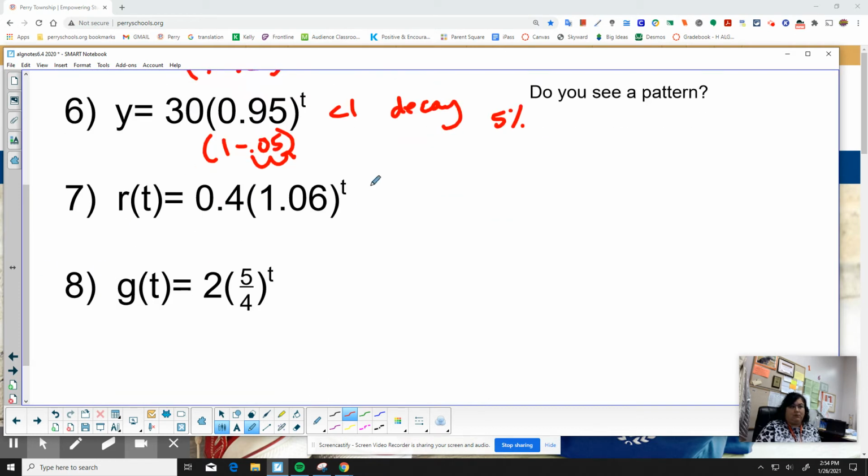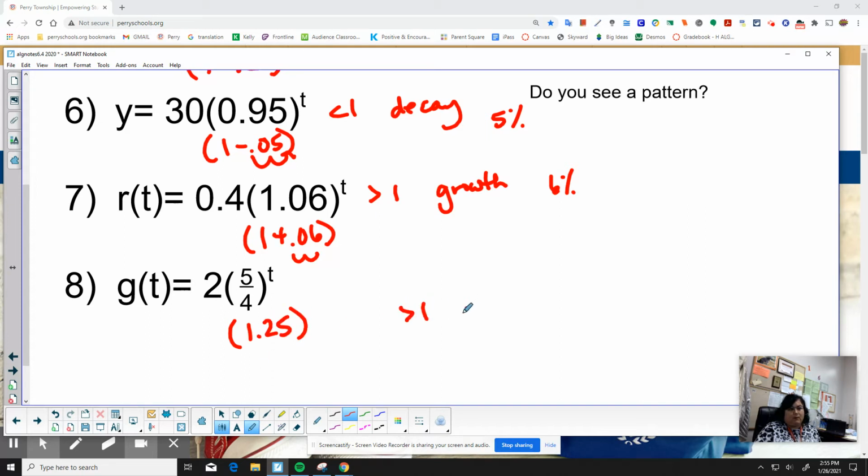And then this one's a growth because it's greater than 1. 1.06 is greater than 1. So it's going to be 1 plus, well, we can tell very easily that 1 plus 0.06 is this. So my percent is 6%. And 5 over 4, I'm going to convert that to a decimal, which would be 1.25. So this is greater than 1, so it's a growth. So 1 plus 0.25, so it's a 25% growth rate.